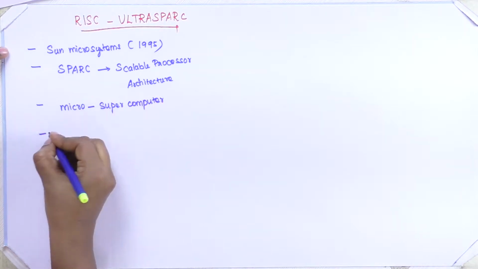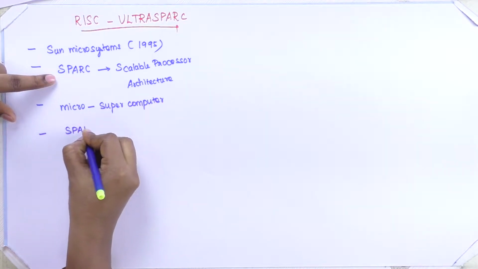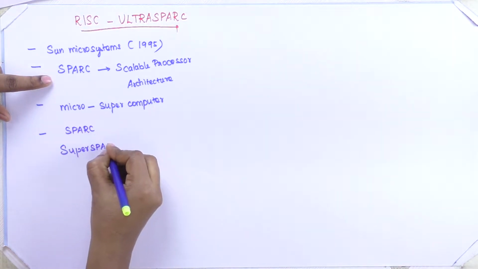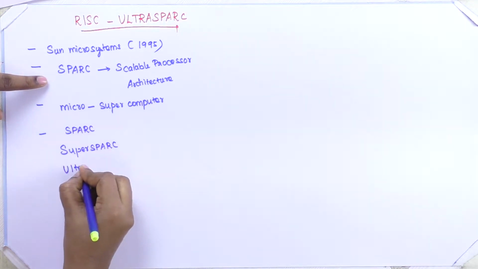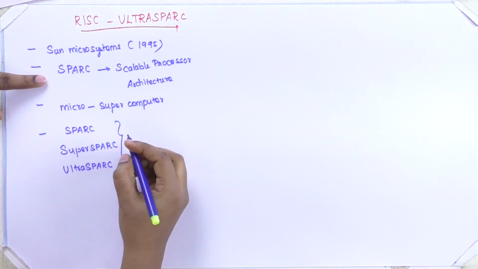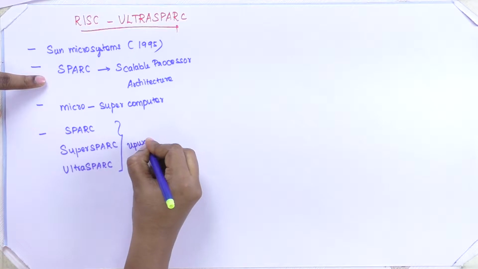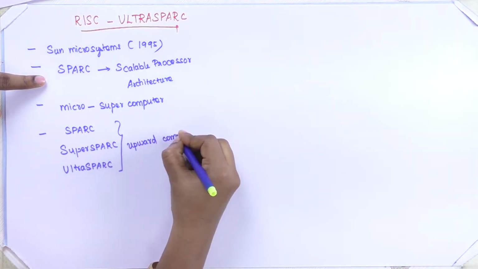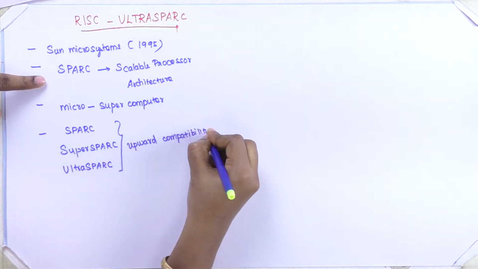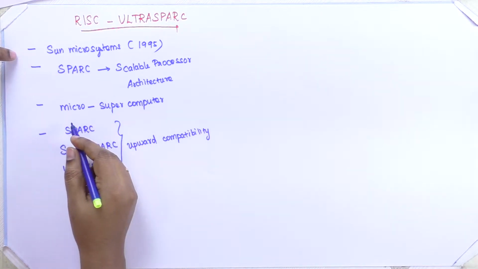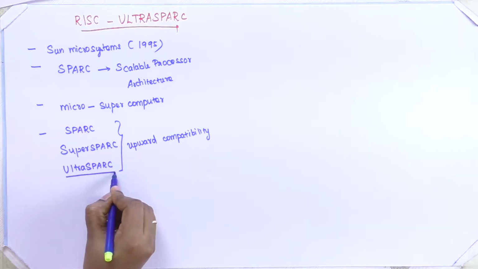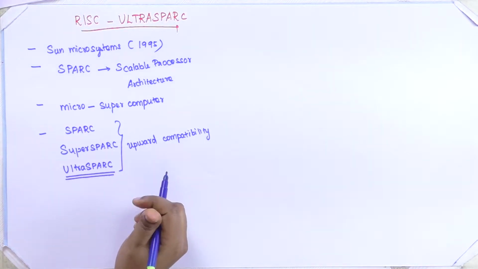The first introduced model is SPARC, then they introduced SuperSPARC, and later on they introduced UltraSPARC. Currently a lot of versions are available. These three models have been developed with upward compatibility, but these three architectures share the same basic structure. Now let us see the different hardware features available in UltraSPARC architecture.